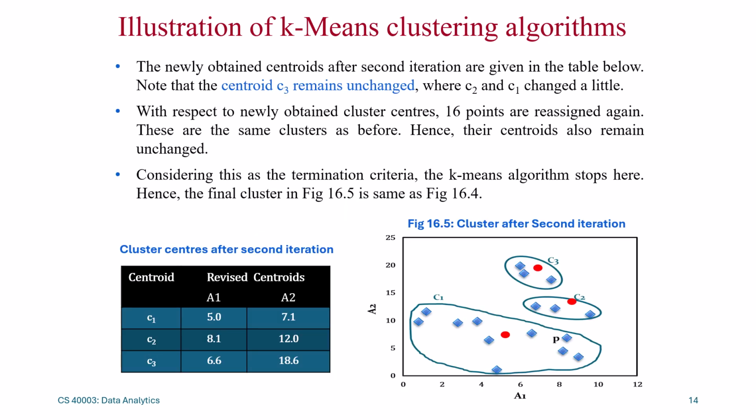The newly obtained centroid values after the second iteration are given in the table. Note that the centroid C3 remains unchanged, while C2 and C1 changed a little. With respect to the newly obtained cluster centers, the 16 objects are reassigned again. These are the same clusters as before, hence their centroids also remain unchanged. Considering this as the termination point, the K-means algorithm will stop here. Hence the final cluster is shown in the figure on the right hand side.